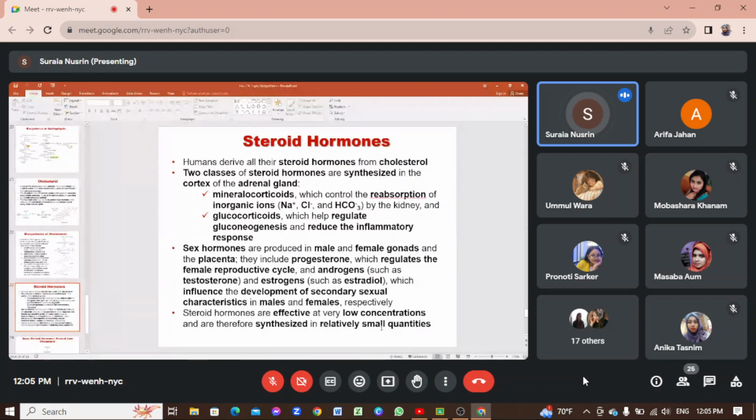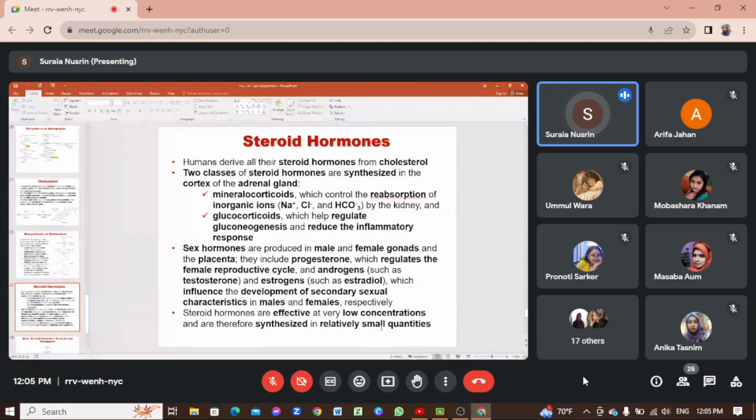Okay, the first one is called mineralocorticoids. If you look at the name mineralocorticoids, minerals are involved here. The function of this hormone is to control the reabsorption of inorganic ions, or we can say minerals, which are sodium, chloride, and bicarbonate, and that is done by the kidney.